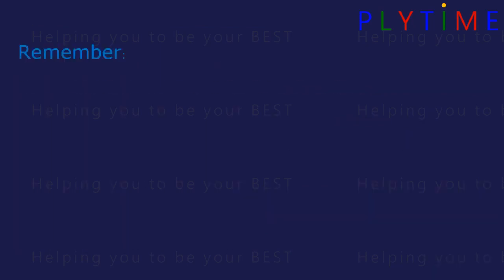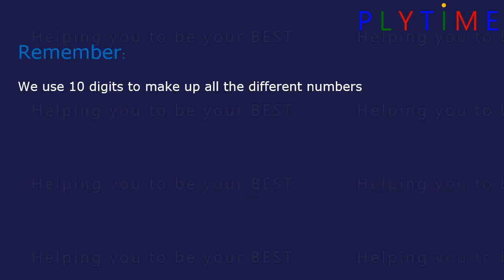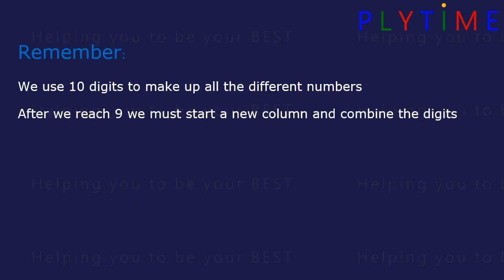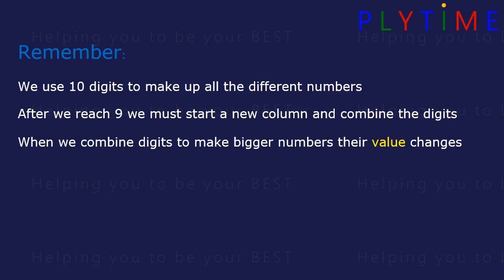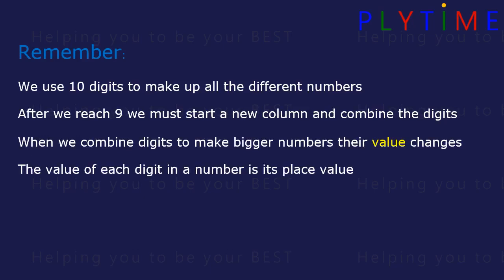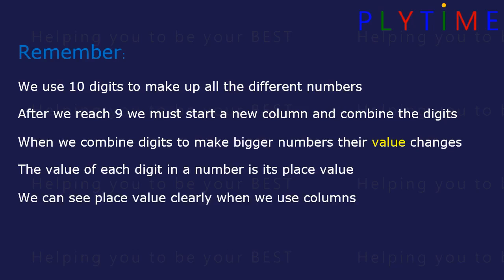Remember, we use 10 digits to make up all the different numbers. After we reach 9, we start a new column and combine the digits. When we combine digits to make bigger numbers, their value changes, and the value of each digit in a number is its place value. We can see place value clearly when we use our columns.